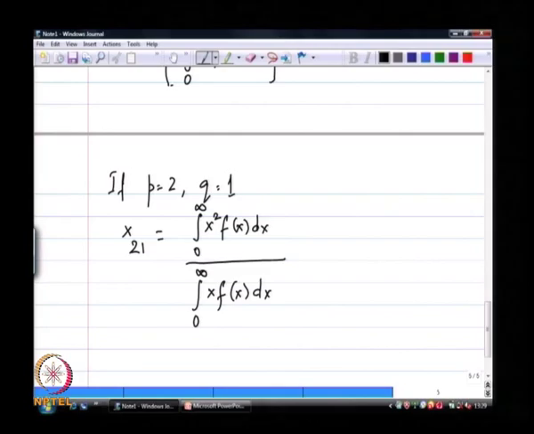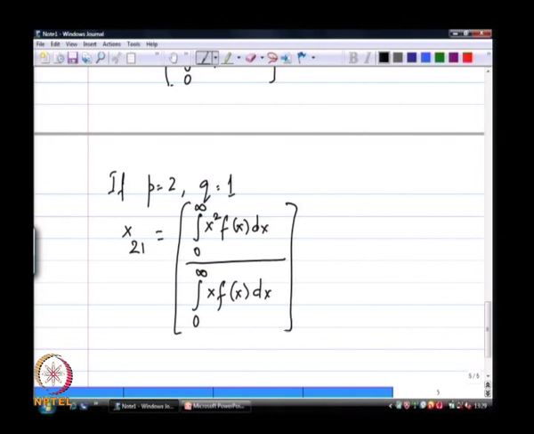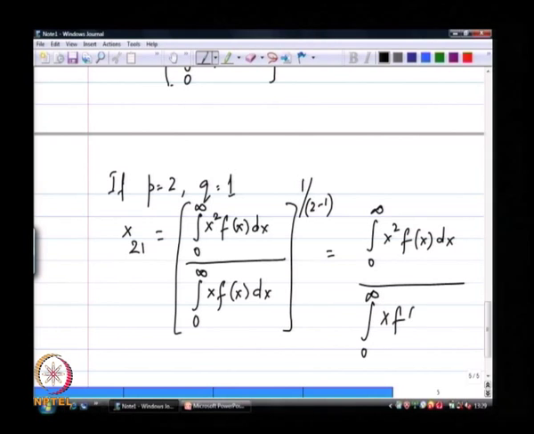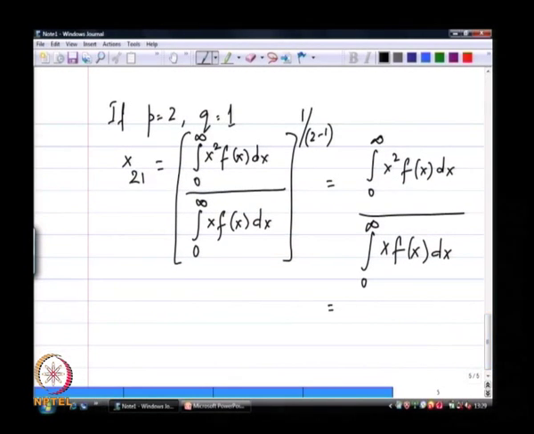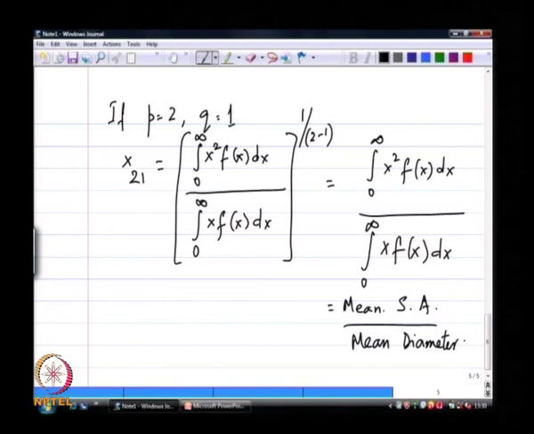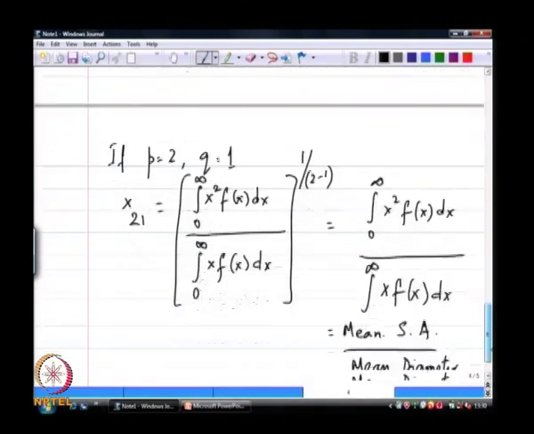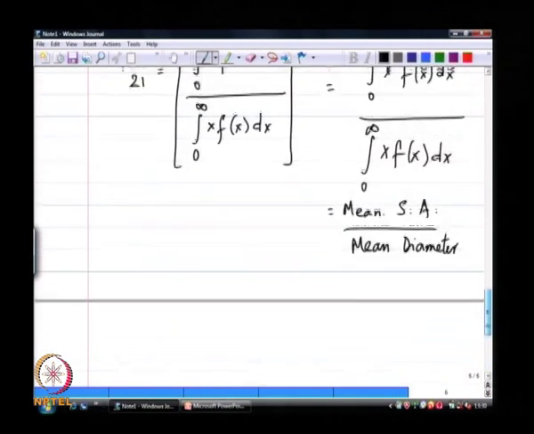Raised to the power 1 over 2 minus 1. So, this is essentially the mean surface area divided by the mean diameter. Okay. So, going back to our original expression, I want to now write everything in terms of this PQ notation.